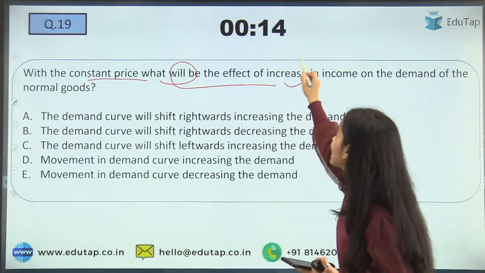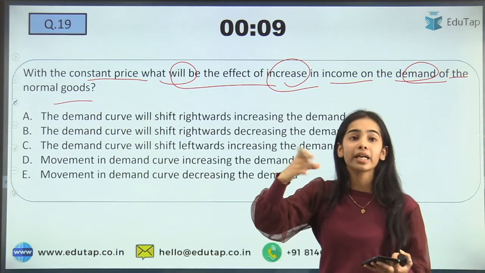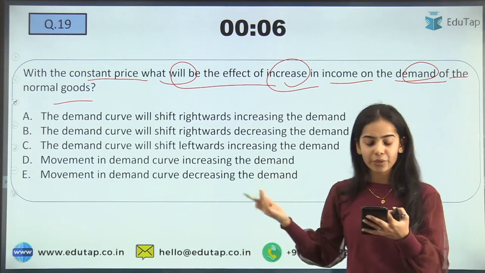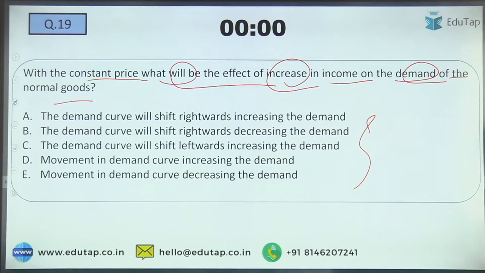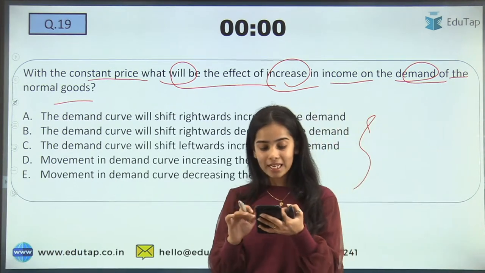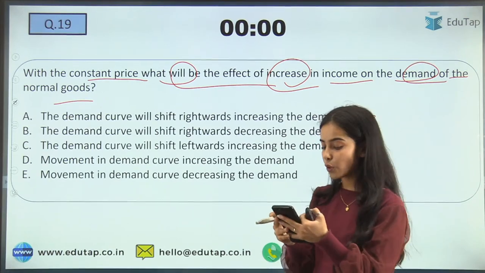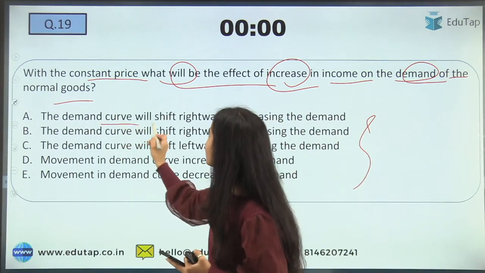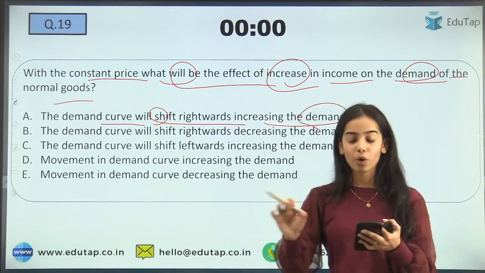with the constant price, what will be the effect of an increase in income on the demand for normal goods? Very easy question: price is constant, income is changing, what will be the effect on the demand? You can easily answer this question, I know. Okay, and Karan has already answered A. So is it the right answer? I hope that you all know now that yes, this is the right answer, that the demand curve will shift rightwards, increasing the demand. So well done, Karan, you are on fire, you are giving all the right answers.